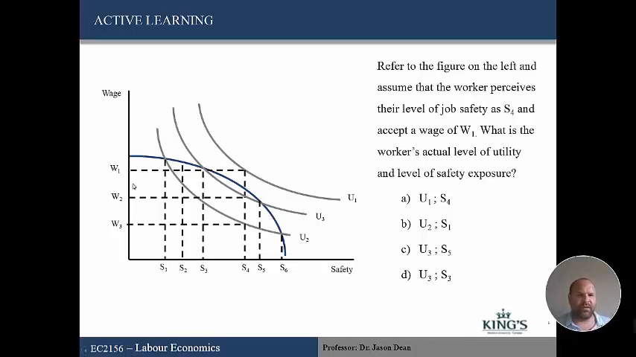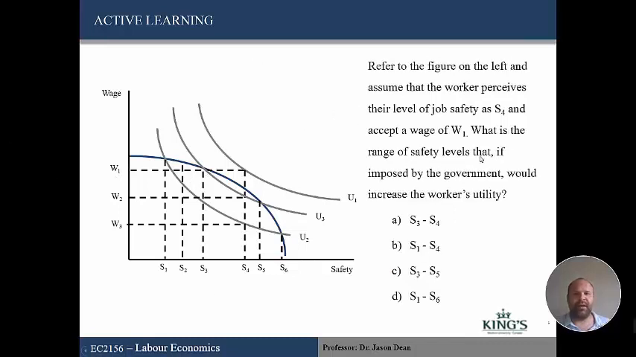Okay, so we know that the wage offered must be on the isoprofit curve, and so that's going to be right here. Okay, so their actual wage is W1 and their safety level is S3. Okay, so the answer is D. And so they would be on this indifference curve, getting wage W1, so U3 and S3.